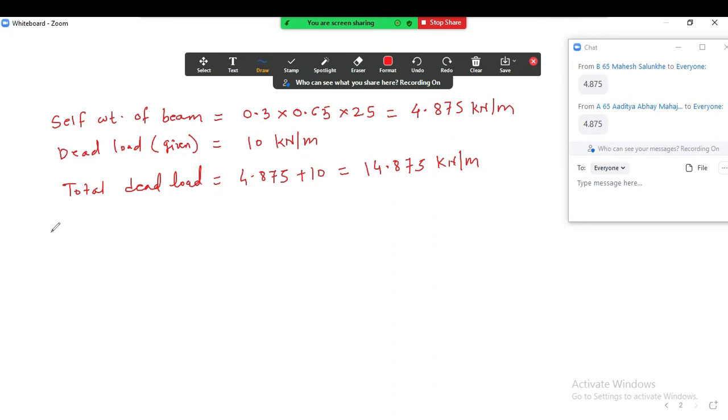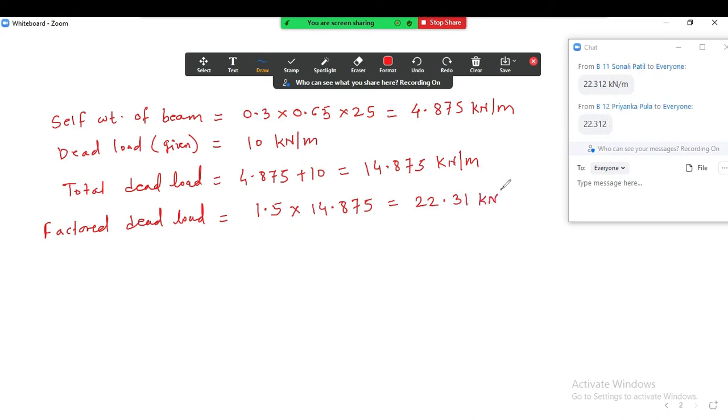Now calculate the ultimate or factored dead load. The factored dead load, also called the ultimate dead load, is 1.5 into 14.875. Please calculate it. We multiply this by our factor of safety, and it is 22.31 kilonewton per meter.